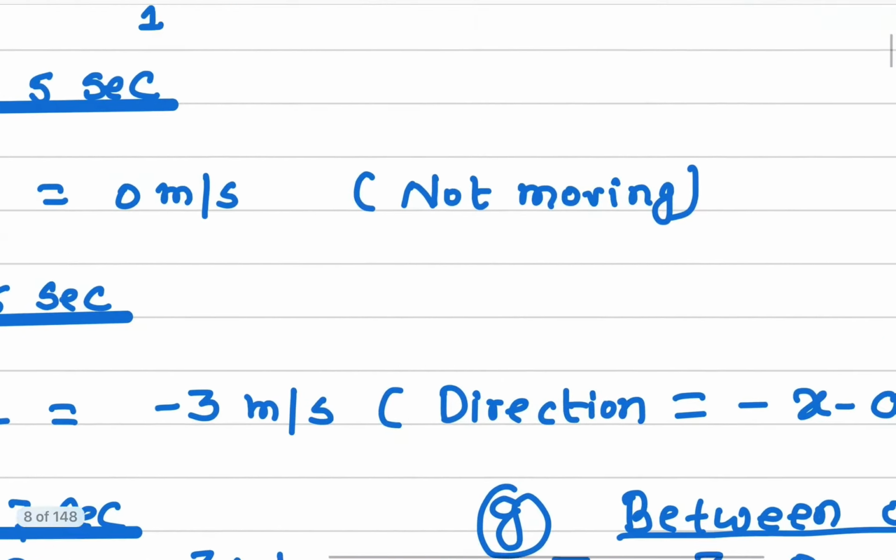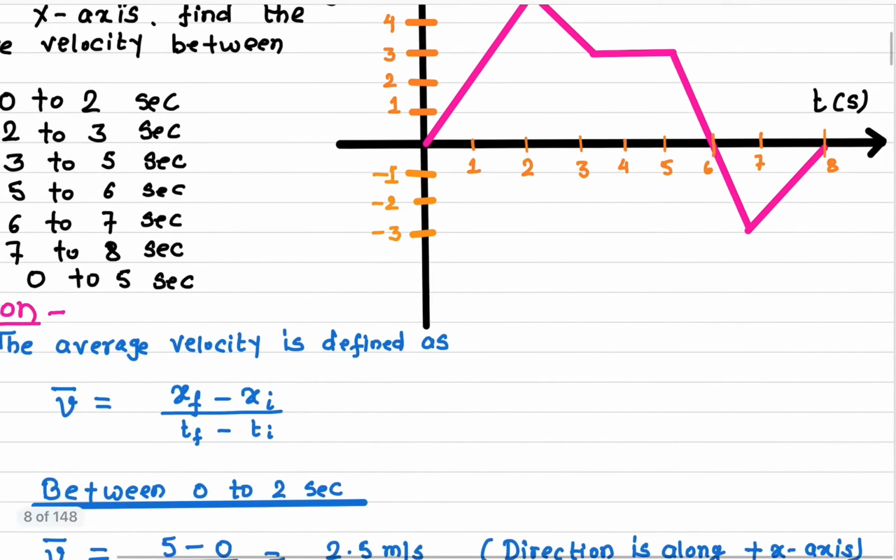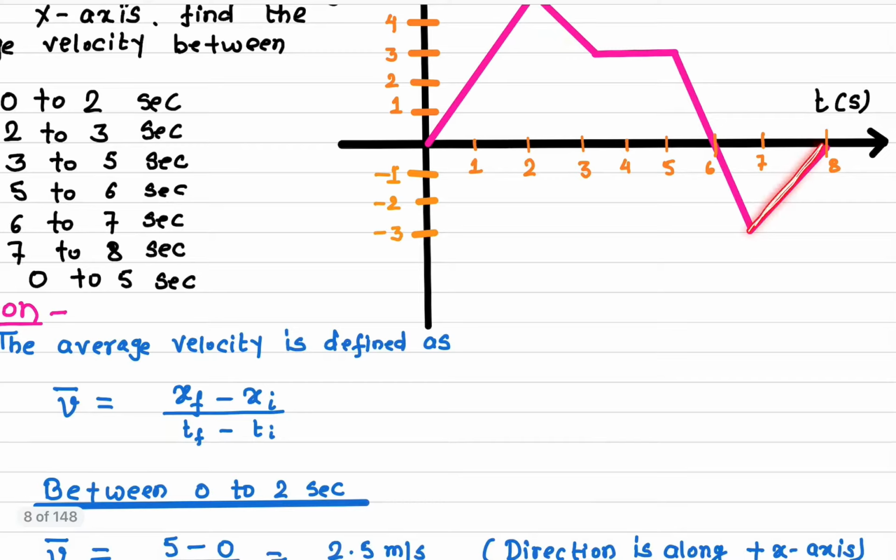Okay. So what does this mean? That means in this case, the particle is moving in the forward direction. Because this is an upward slope, that means the particle must be moving in the forward direction or the positive x-axis.